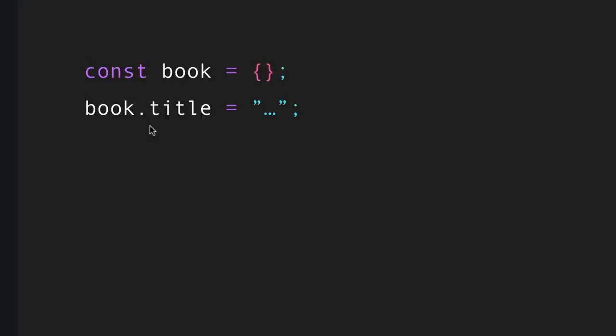Now, what about the const keyword? Well, this is a common misconception. When you use const, you're not creating an immutable object. So we can declare book as a constant and then change its title property. With const, we cannot reassign book to a different object. So const prevents reassignment, okay?